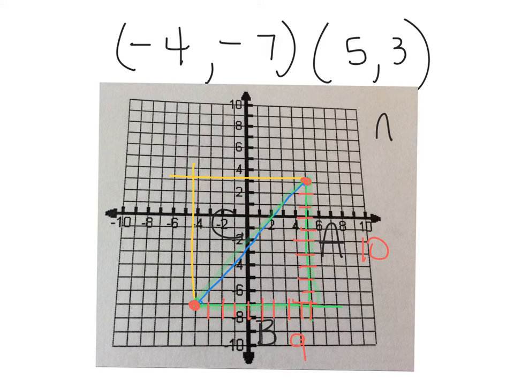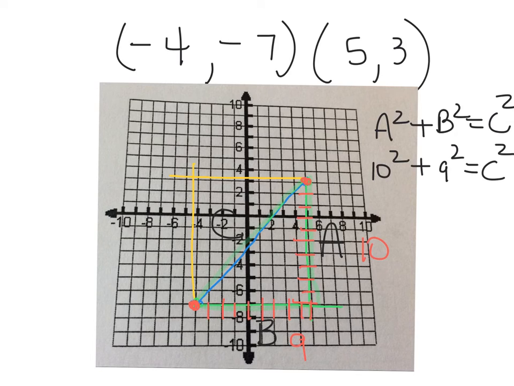So I'm ready to do the Pythagorean theorem. So I'm going to go over here and I'm going to write a squared plus b squared equals c squared. And A was 10, so I have 10 squared. B is 9. And C, that's what we're finding. So 10 squared is 100. 9 squared is 81 equals c squared. So 100 plus 81 is 181.